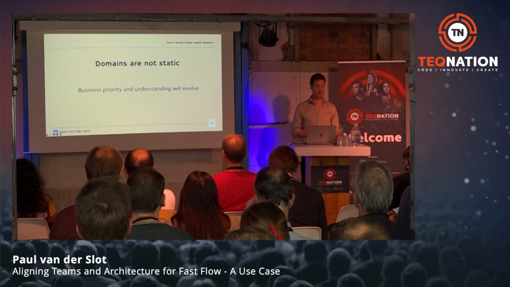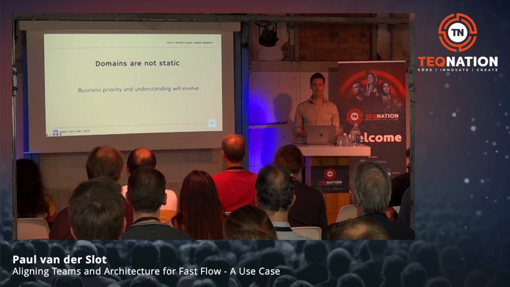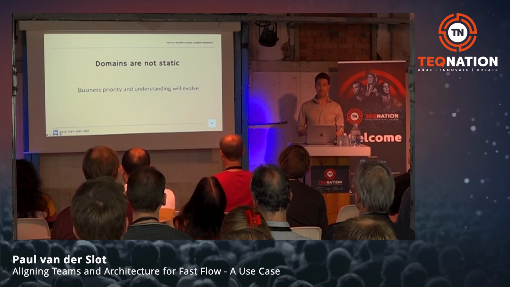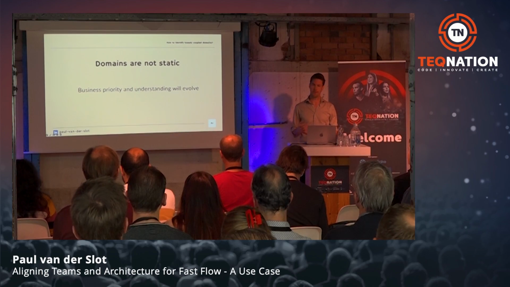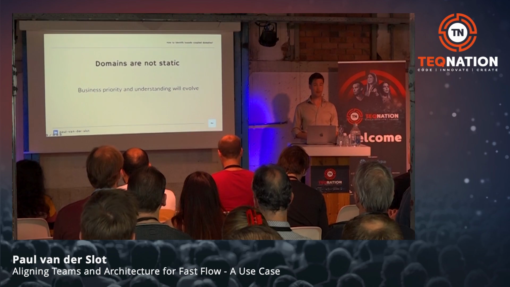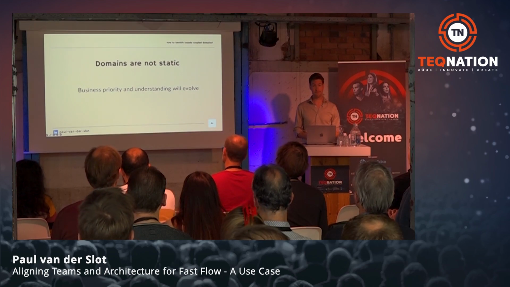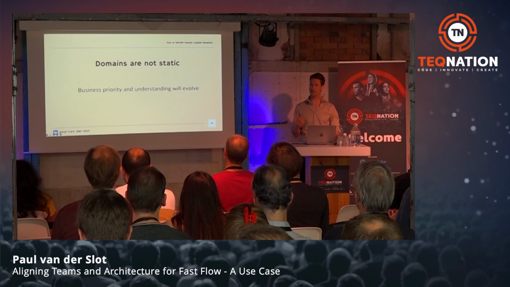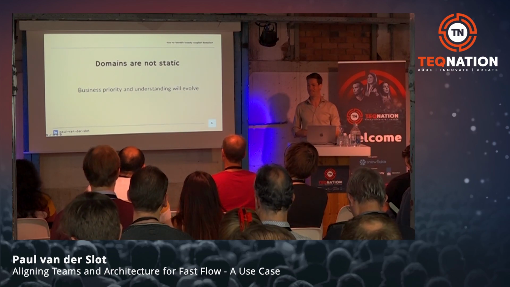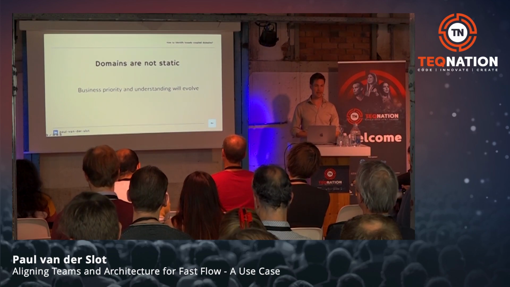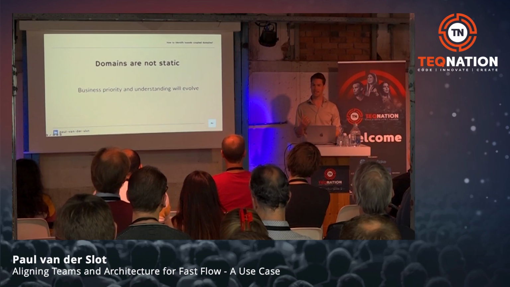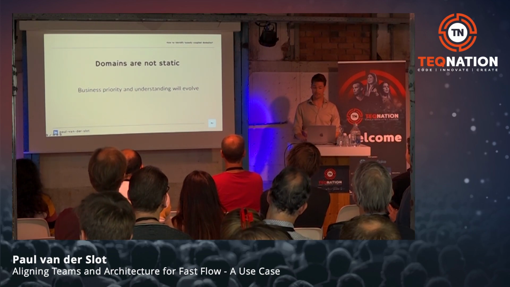And what is good to know is that domains are not static. It's not that we made this picture and now we're done. Business priority will change, but we did make a prototype, so that's not too likely. But also our understanding will evolve. And you also did see that when the war started in Ukraine, priorities of people did evolve as well. So there are a lot of uncertainties that can happen that force us to reassess this picture and change it.